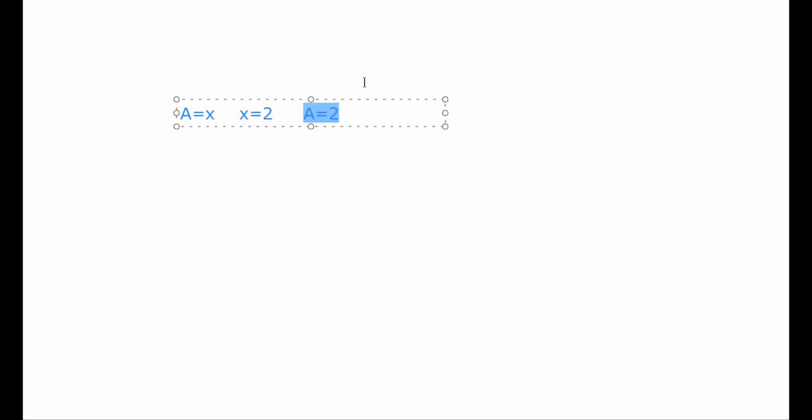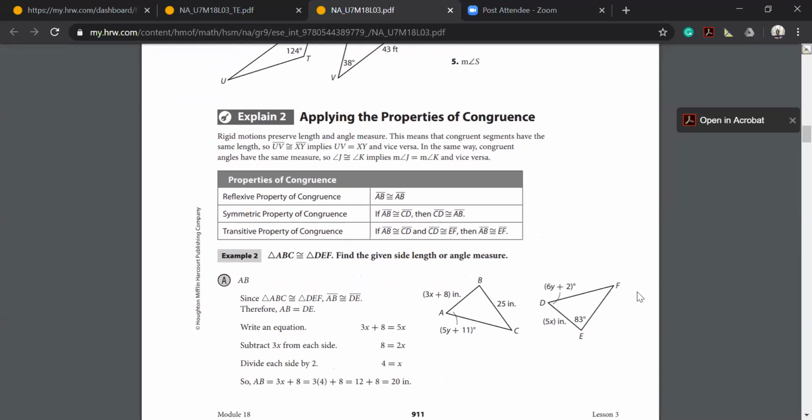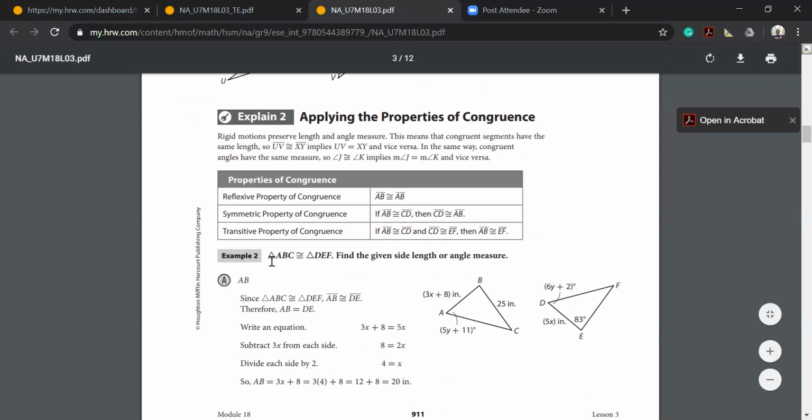Okay, let's go back to our book and see how we can use the transitive property to find the missing things. Given that triangle ABC is congruent to triangle DEF, find the given side length or angle. And he is finding AB. Let's find AB. In here, AB is congruent to what? To DE, right? AB is congruent to DE, so AB will be equal to DE.